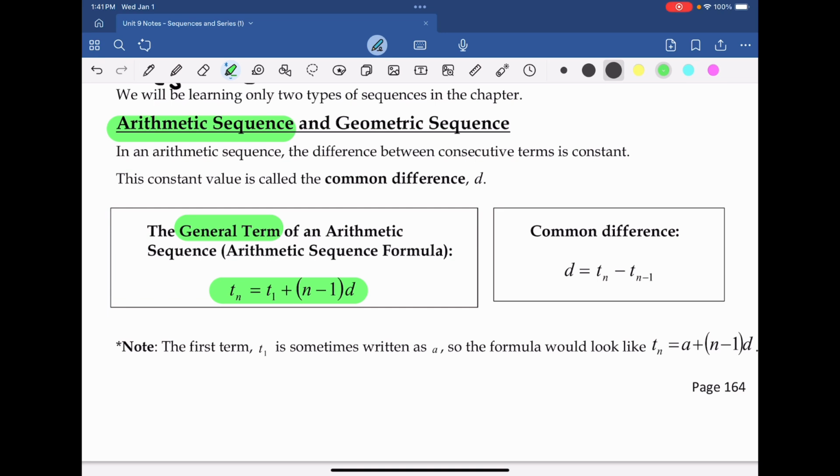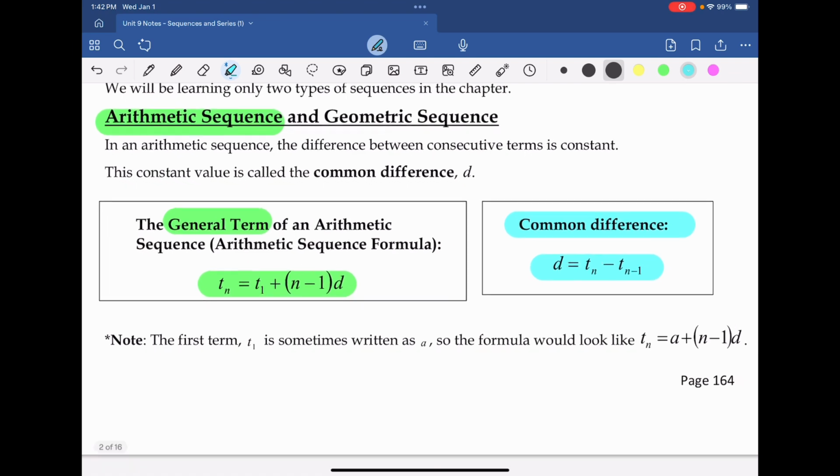And then in order to figure out a very important piece here, we have this idea of a common difference. A common difference is just this idea of what is the difference between any two consecutive terms, such that it allows us to go from one term to the next. So that's what we call that common difference, or that common added term or common subtracted term.